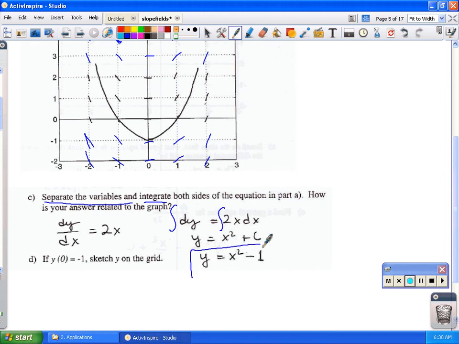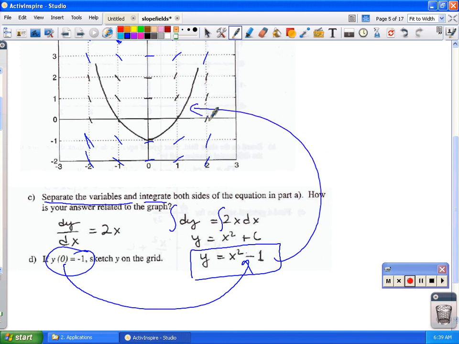So the function that they ask you to find, they give you an initial condition and ask you to solve for c. One of the particular members is x squared minus 1, and that's the one that they drew up here. But the family of functions that you are creating is x squared plus c, and this slope field actually reveals a family of functions. That's all a slope field is.